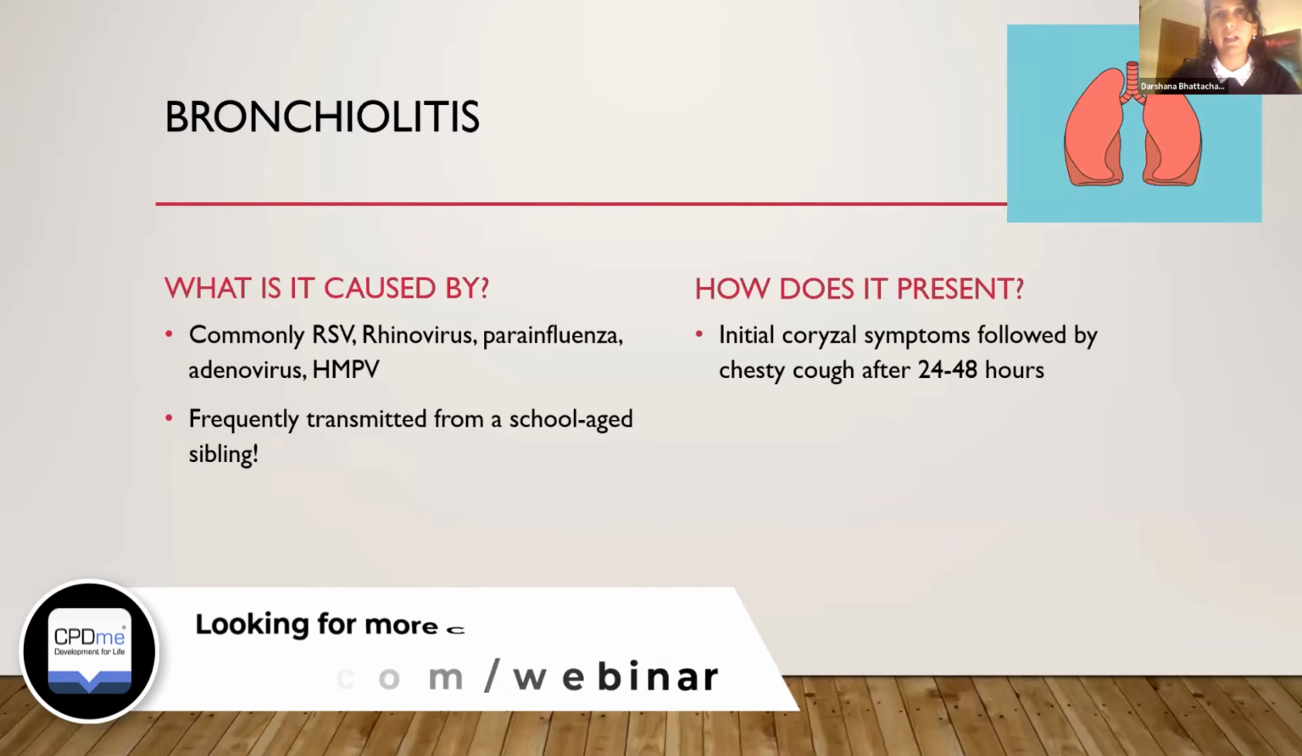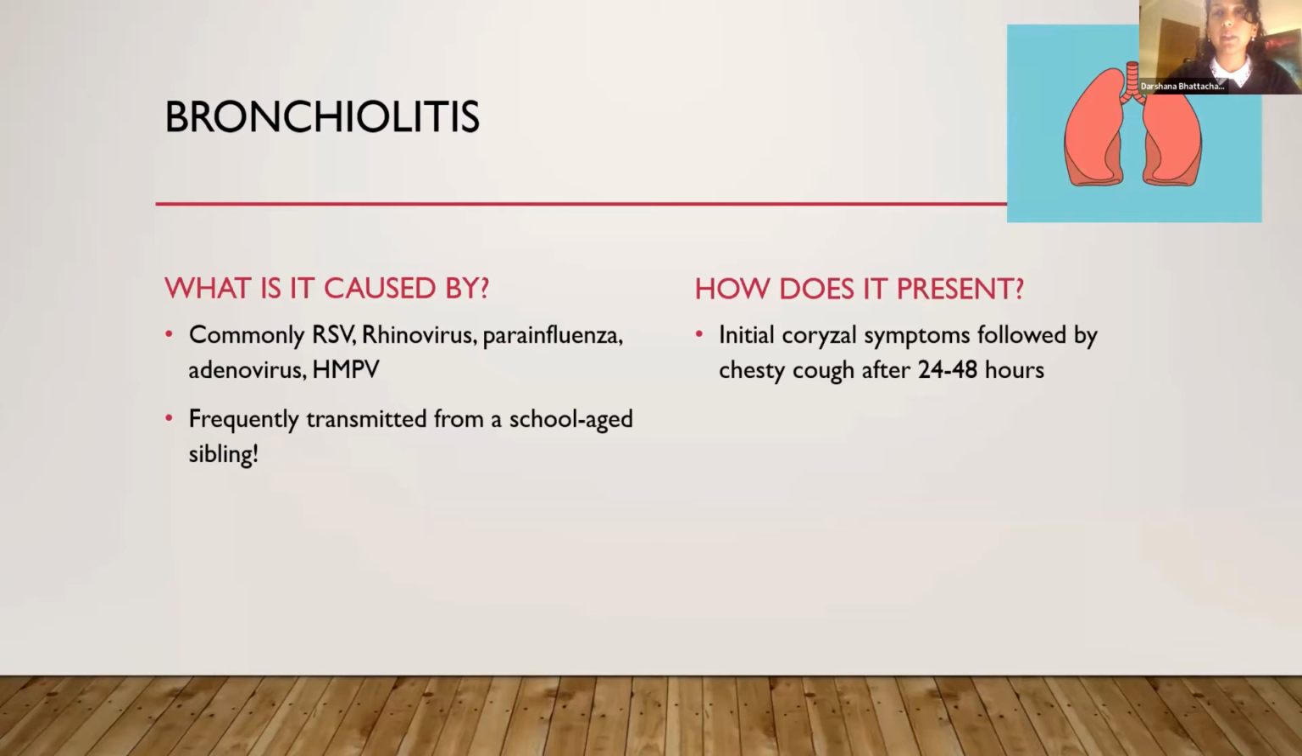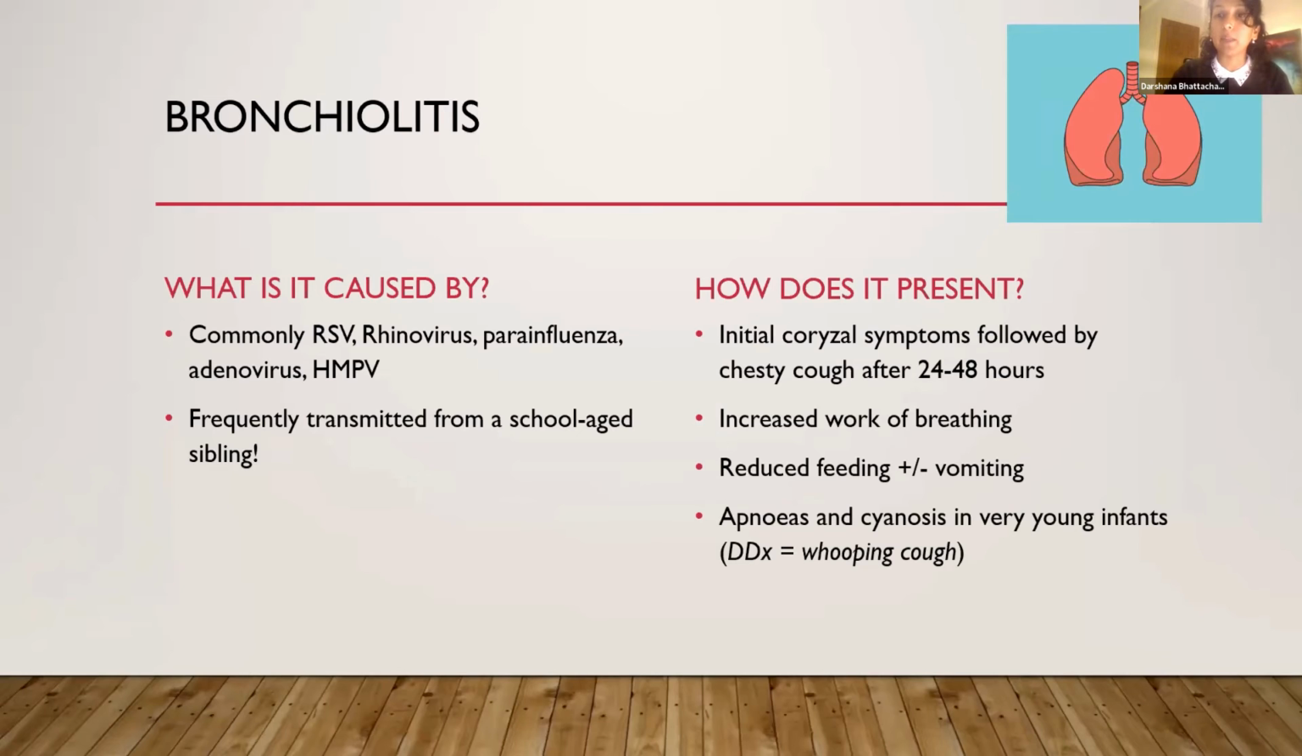So typically, like a lot of these illnesses we've already discussed, bronchiolitis tends to present with initial coryzal symptoms, so runny nose, sneezing, and is then followed by a chesty cough after about 24 to 48 hours. Babies often do have increased work of breathing with the signs that we mentioned earlier, head bobbing, nasal flaring. And often this comes with reduced feeding because infants are obligate nasal breathers, meaning that they have to breathe through their nose. Feeding and breathing at the same time is a bit too much for them to coordinate, which is why they cannot necessarily finish a feed and they often vomit.